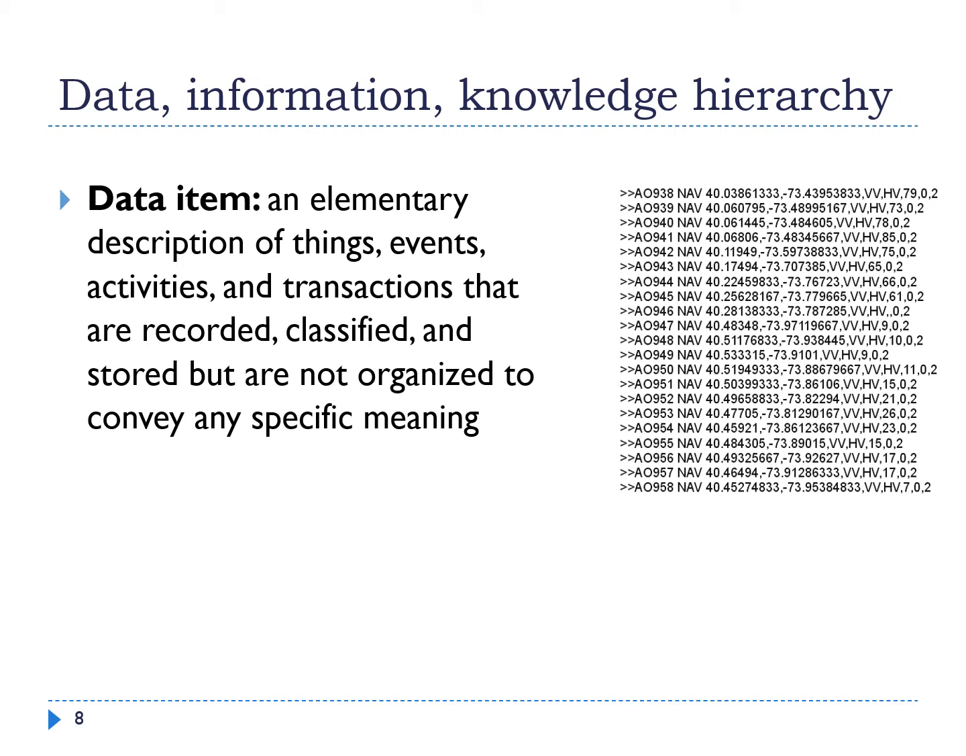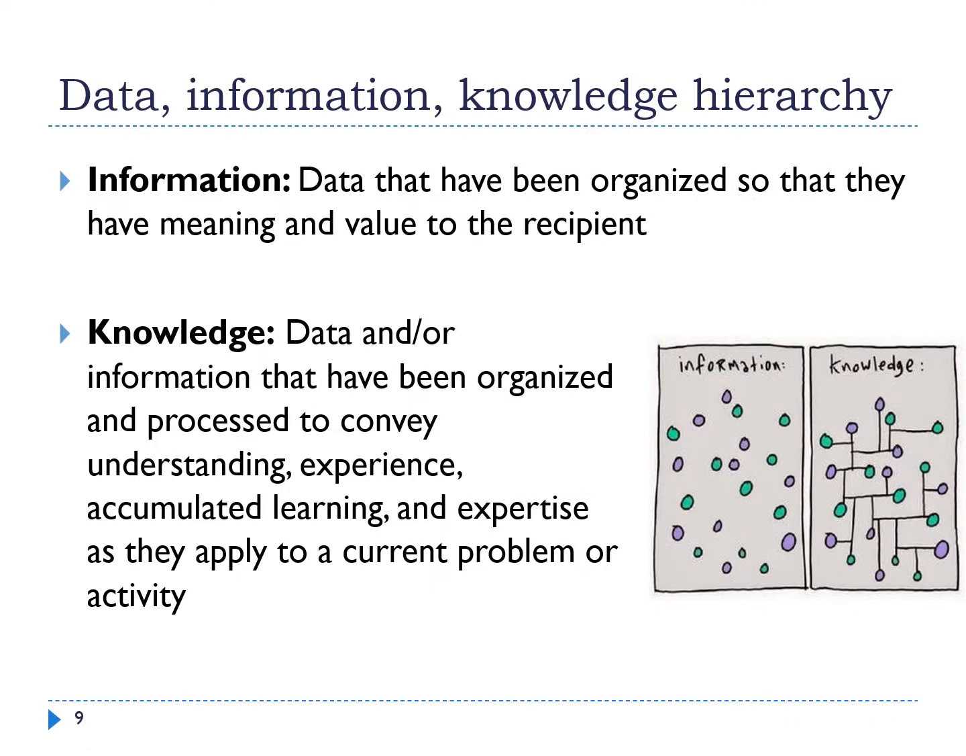These data are not organized, and you do not know the meaning of the data. Our brains absorb data all the time. For example, you are absorbing the data in the format of sound waves now. Information refers to data that have been organized so that they have meaning and value to the people who are receiving the data. Knowledge consists of data and or information that have been organized and processed to convey understanding, experience, accumulated learning, and expertise as they apply to a current problem or activity.